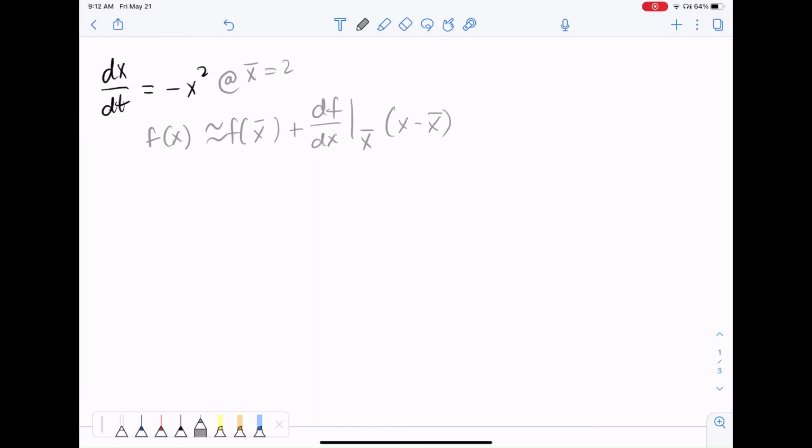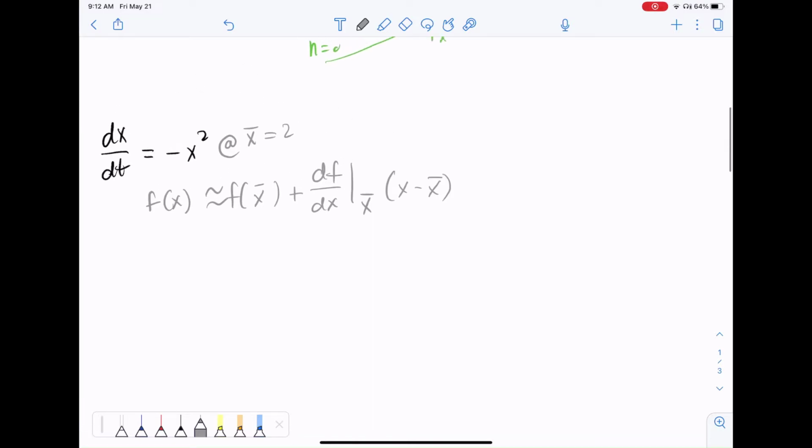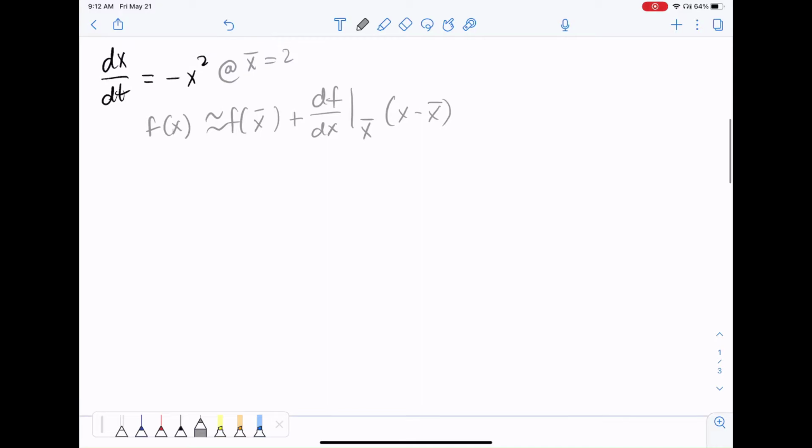Our first thing will be to evaluate this function at x bar. So let's say our function of 2 is equal to negative 2 squared, which is equal to negative 4.